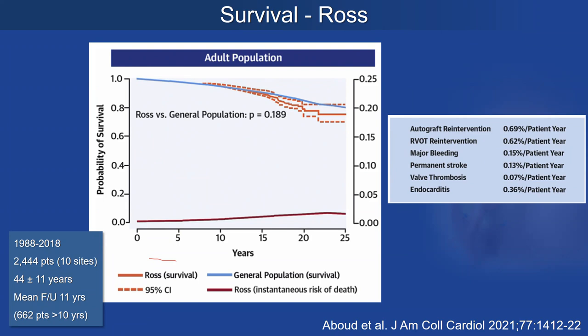And their survival was again identical to that of the German age and sex matched general population with very good durability data. The cumulative incidence of autograft reintervention was around 0.7% per patient-year, and on the right side, about 0.6% per patient-year. And this dates back to 1988. So a combined 1.2 to 1.3% per year reoperation range in patients in their early 40s at the time of surgery, which is pretty remarkable considering that their survival was identical to the general population.